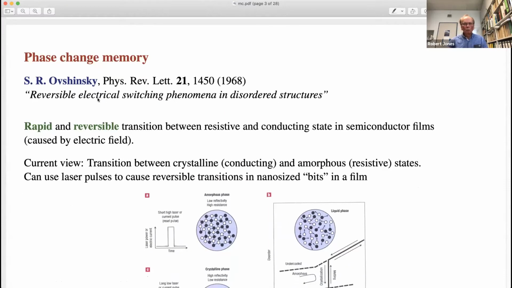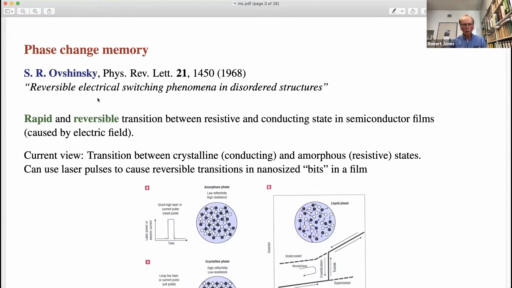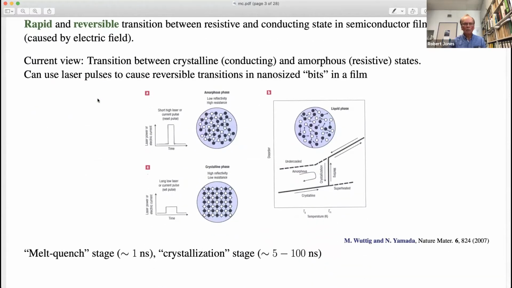The work in this area generally is considered to begin with Stanford Ovshinsky in 1968. He wrote a physical review letter where he reported on reversible electrical switching phenomena in disordered structures. He was able to observe, by switching an electric field on and off, a rapid and reversible transition between resistive and conducting states in thin semiconductor films. The materials we look at, the current view is that we're inducing transitions by laser light between crystalline conducting and amorphous resistive states.